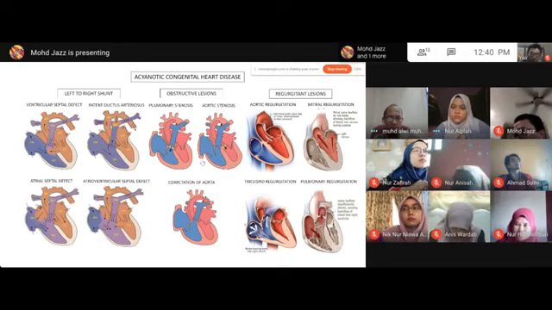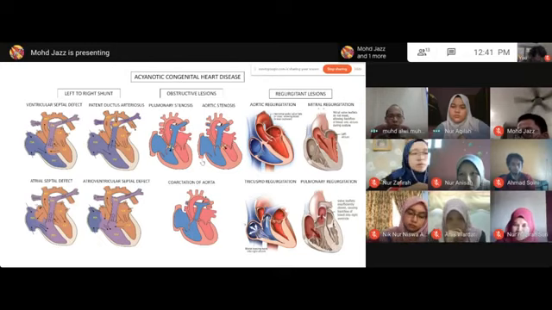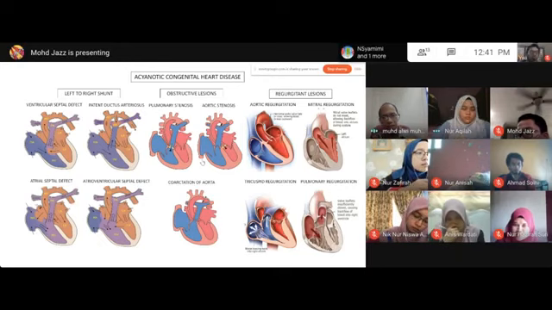Okay. So in ASD we call it relative pulmonary stenosis. That's why in ASD the murmur is similar to pulmonary stenosis. Actually, it's very difficult to differentiate pulmonary stenosis and ASD. The site of the murmur is similar. It is exactly the same, except in ASD we've got the fixed splitting.